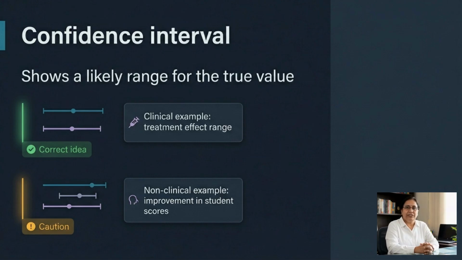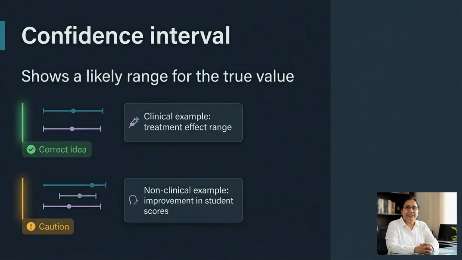Now let us add a confidence interval. A confidence interval gives us a likely range for the true value in the population. Instead of giving a single number, it shows a range, which helps us understand the precision of the estimate. For example, in a clinical study, the effect of a treatment may be shown as a range. In a non-clinical study, the improvement in student scores may also be shown as a range.